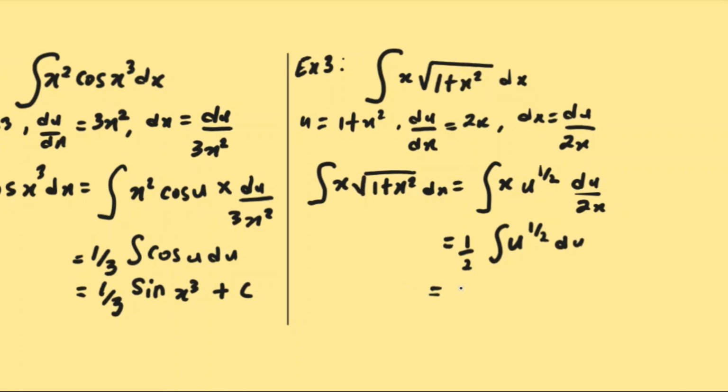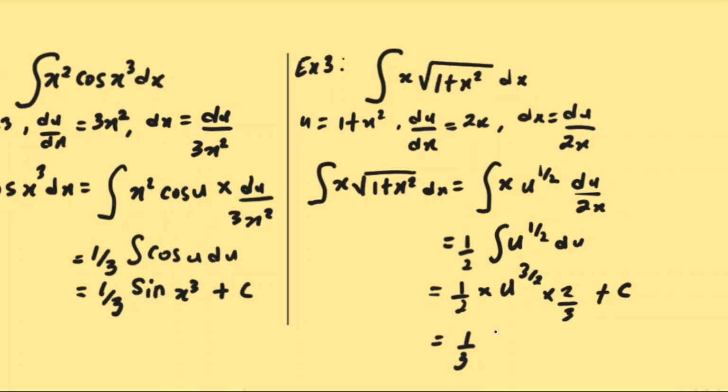When you integrate it, you add 1 to the power, that will be 3 over 2. You divide by that new power, so that is divided by 3 over 2. But when you take the reciprocal, it gives you 2 over 3, plus an arbitrary constant c. So this will therefore give us 2, we can still cancel 2. We'll be left with 1 over 3 u raised to power 3 over 2.